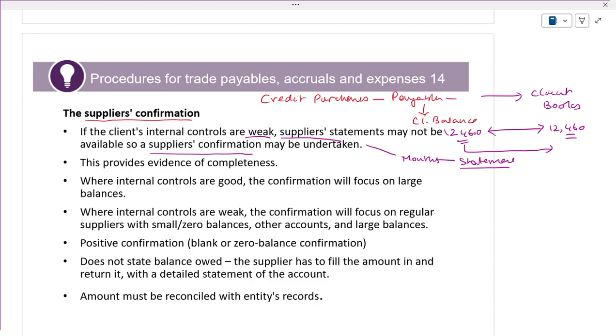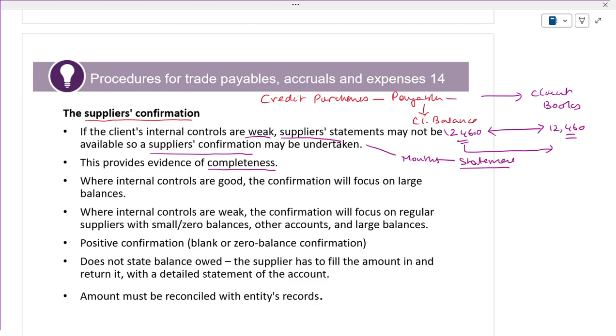This provides evidence of completeness. If we are getting the supplier statement, then it is going to be complete. If you are not getting a supplier statement, it is incomplete.